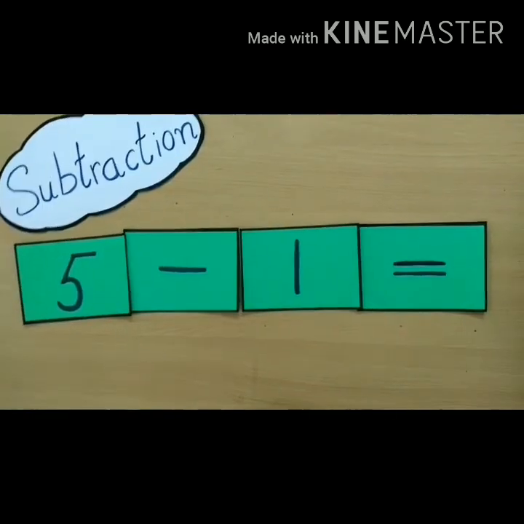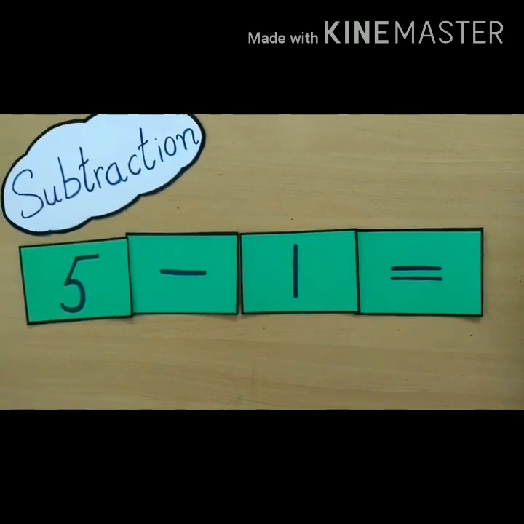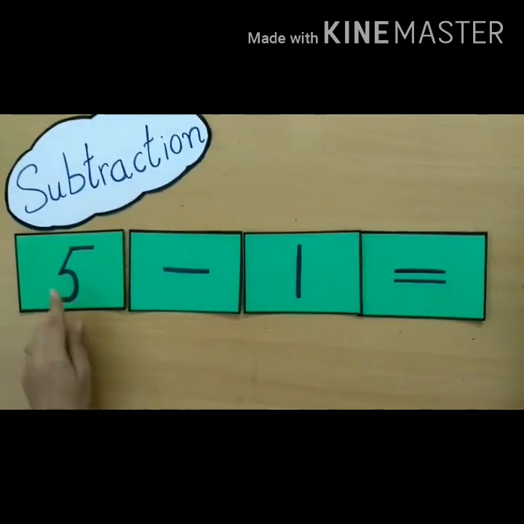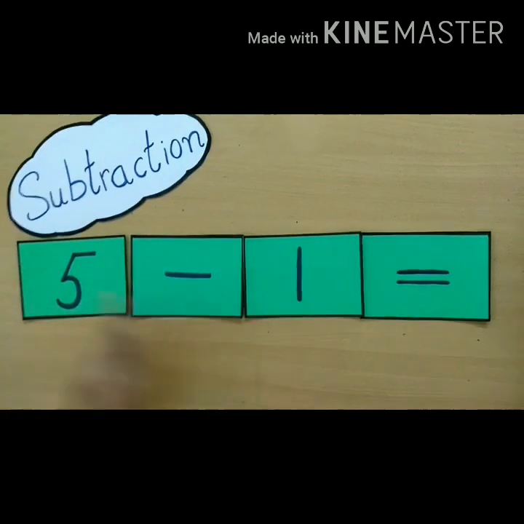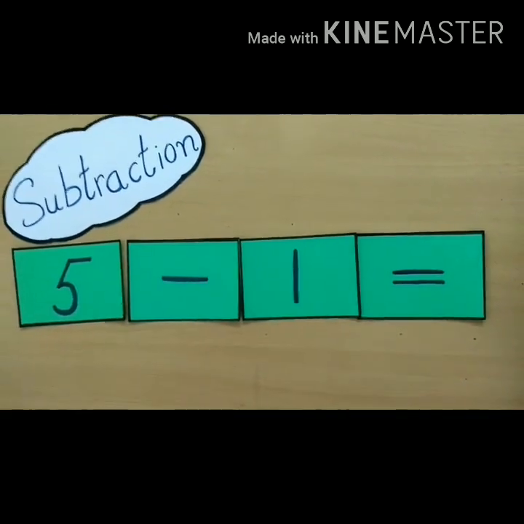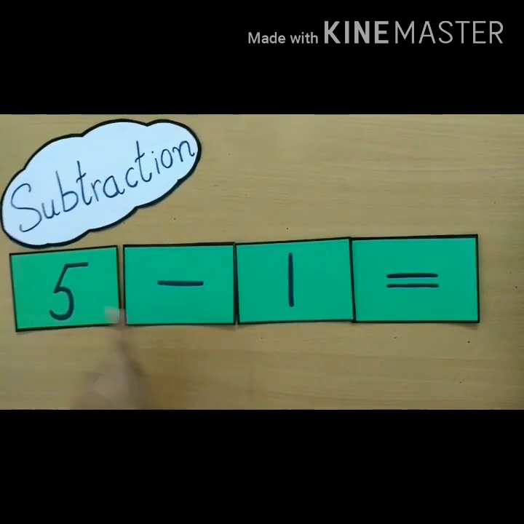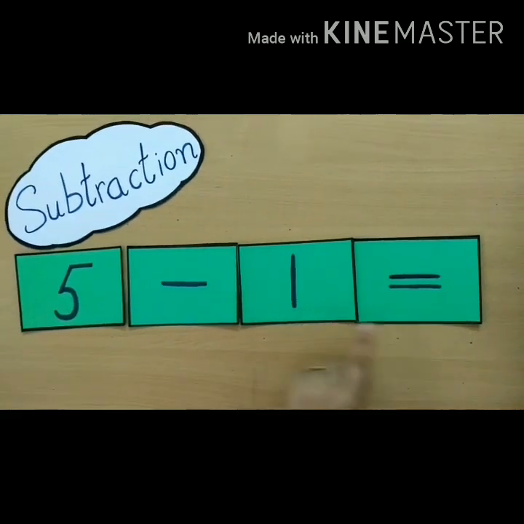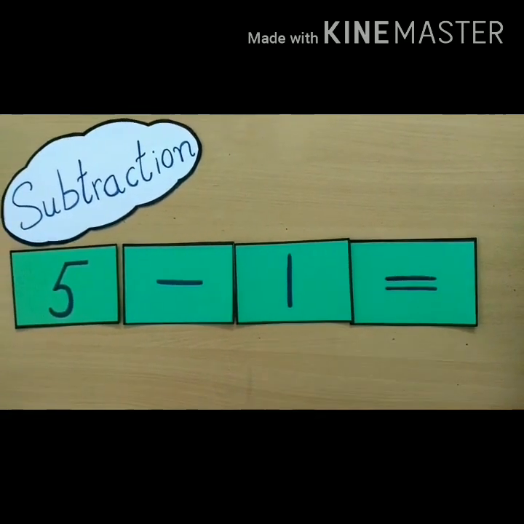Kids, we have done subtraction with objects. Now we will do subtraction with numbers. Let's start. Kids, see, we have to subtract 1 from 5. Or we can say 5 minus 1 equals what?